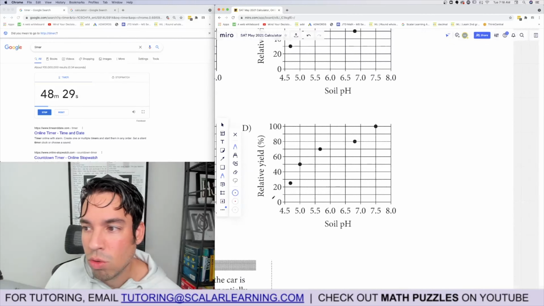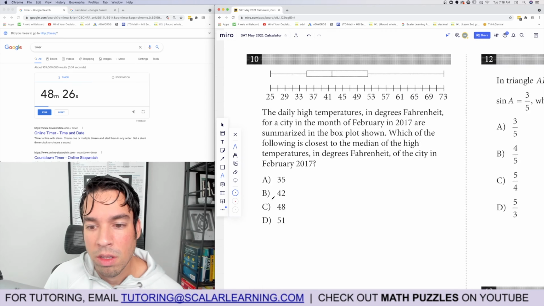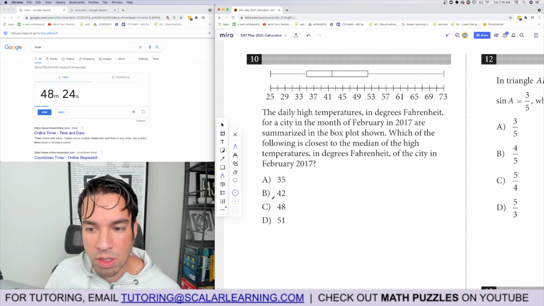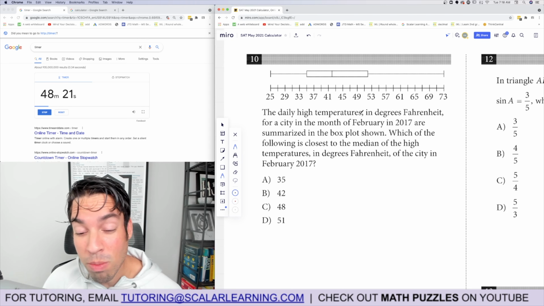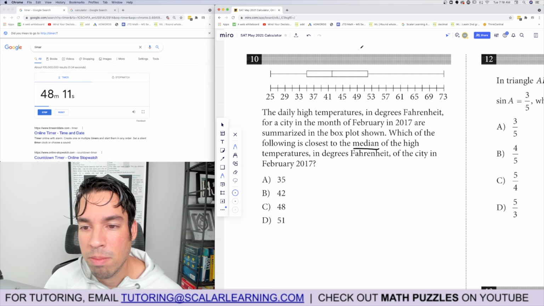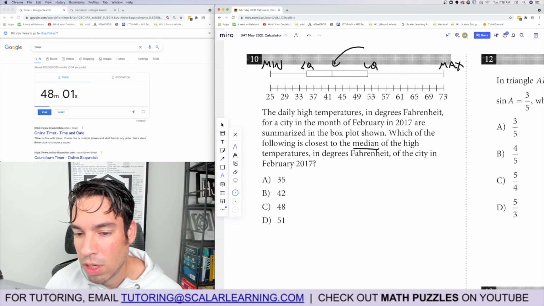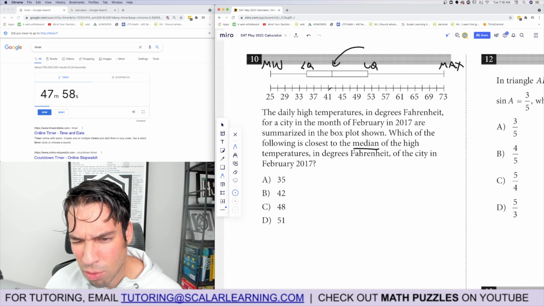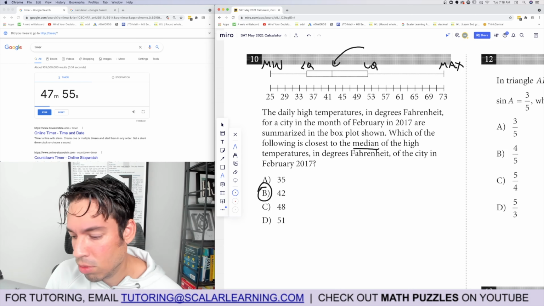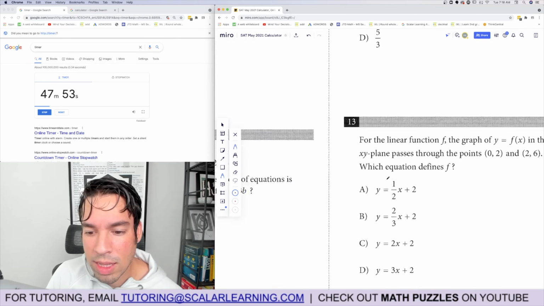Let's make sure I didn't skip any questions. 8, 9. It's only 2 questions on this page. It looks like 10. The daily high temperatures in degrees Fahrenheit for a city in the month of February 2000 are summarized in the box plot. Man, there's so many box plots now. Every test, there's a box plot. Which of the following is closest to the median of the high temperature? Median, you just got to know that that's the middle part. This is the lower quartile. This is the upper quartile. This is the min. This is the max, just so you guys know. And so it looks like it's 41, 43, 42 approximately. Boom, done.